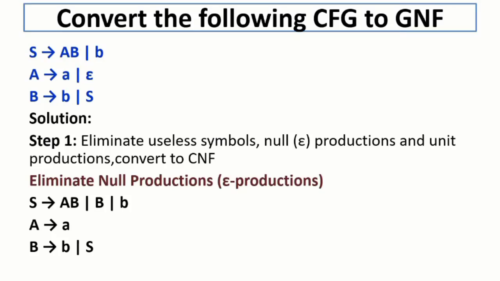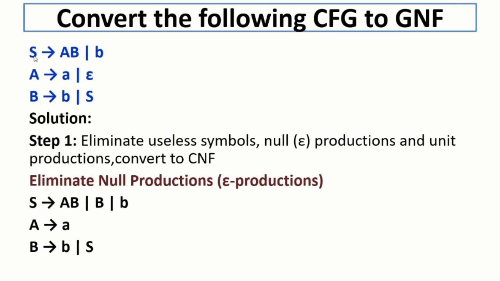In the previous video, I explained what Greibach normal form is, discussed the procedure for converting a context-free grammar to Greibach normal form, and worked through one example problem. Now let's look at another example to further understand the conversion process.